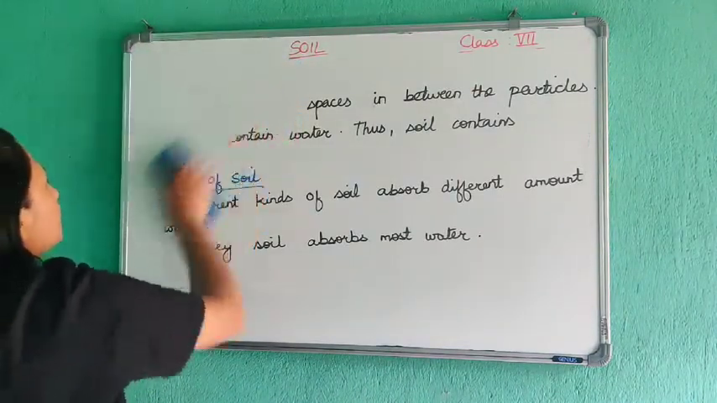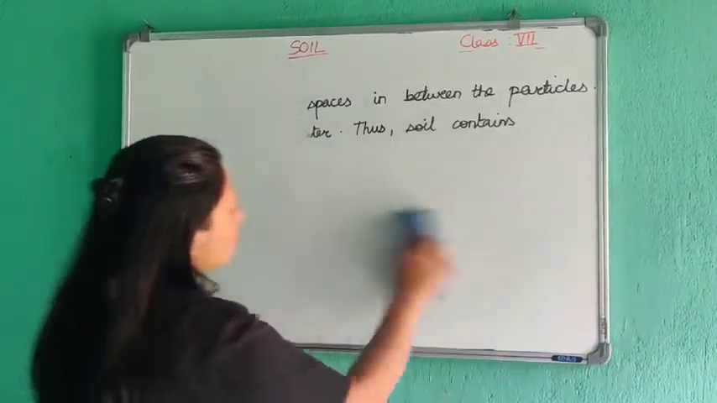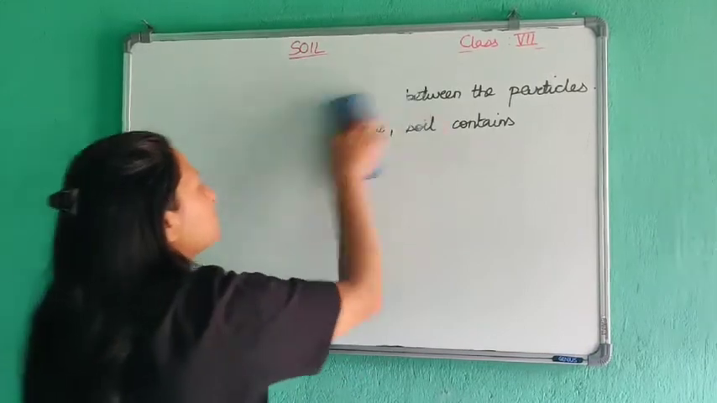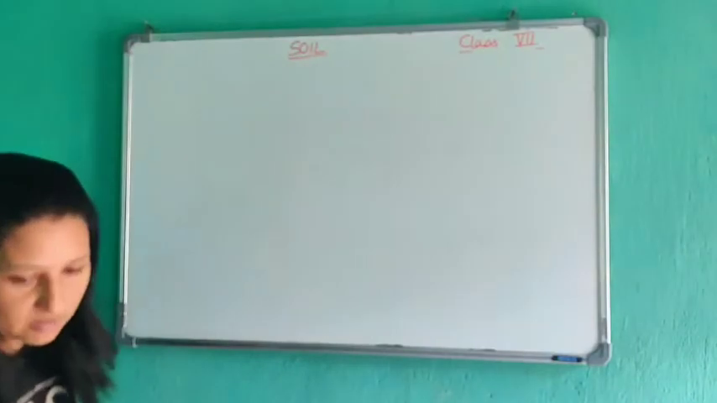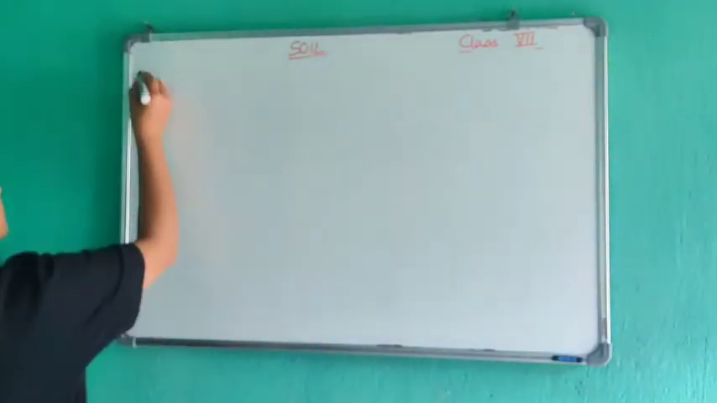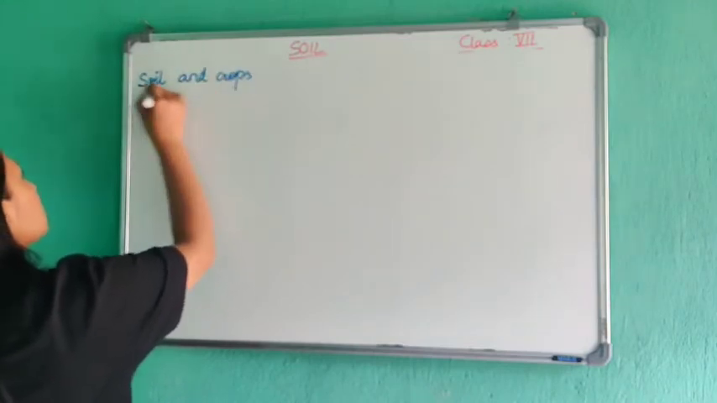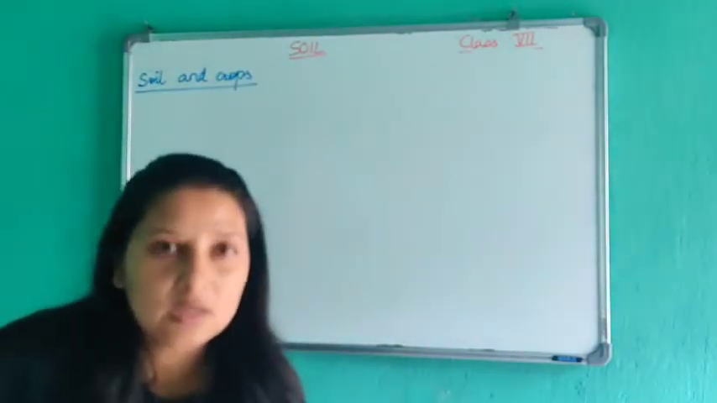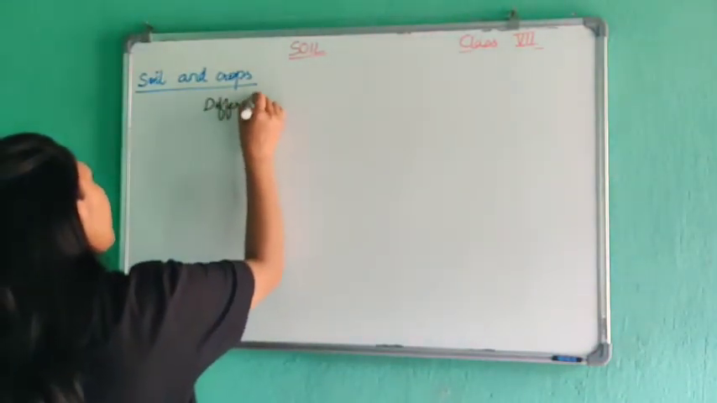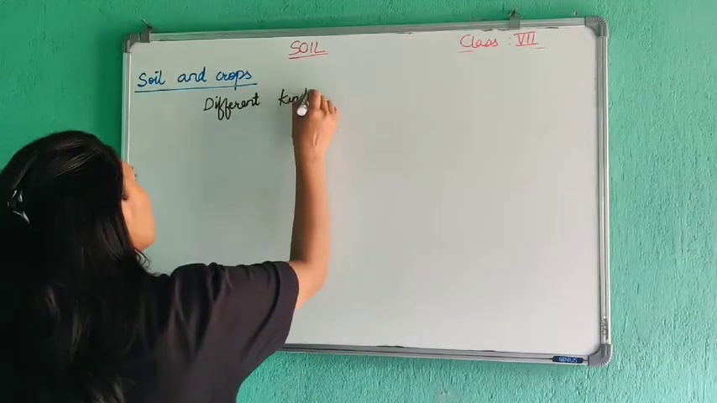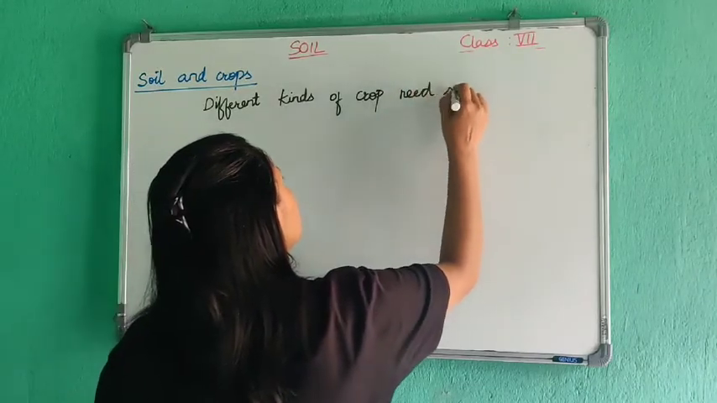Now you know soil is important for the growth of plants. If there is no soil, plants cannot grow. And so what kind of crops grow in what kind of soil? We'll discuss that. That is soil and crops. So different kinds of crops need specific types of soil.